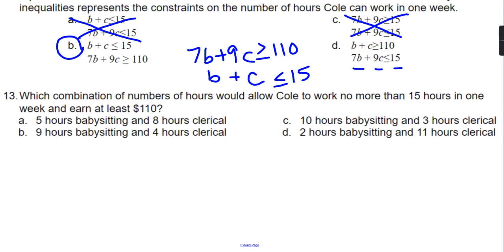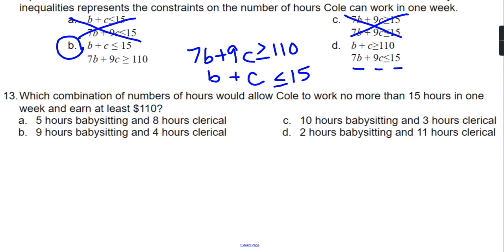And then in question 13, we are checking which combinations of numbers of hours would allow Cole to work no more than 15 hours in 1 week and earn at least $110. So we're checking which of those choices, A, B, C, and D, gives us combinations of hours that will work for the system of inequality. So I like to quickly check if I can cross anything out because of the hours, because that inequality is easier. B plus C is 15, right?